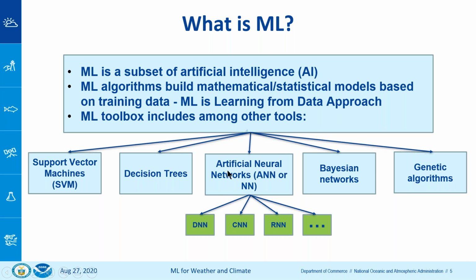I will focus on artificial neural networks, or simply neural networks, because in the field of numerical weather climate modeling, the majority of applications have been developed and are being developed using neural nets. But there are a lot of different types of neural nets: shallow neural nets, deep neural nets, convolutional neural nets, recursive neural nets, and so on and so on.